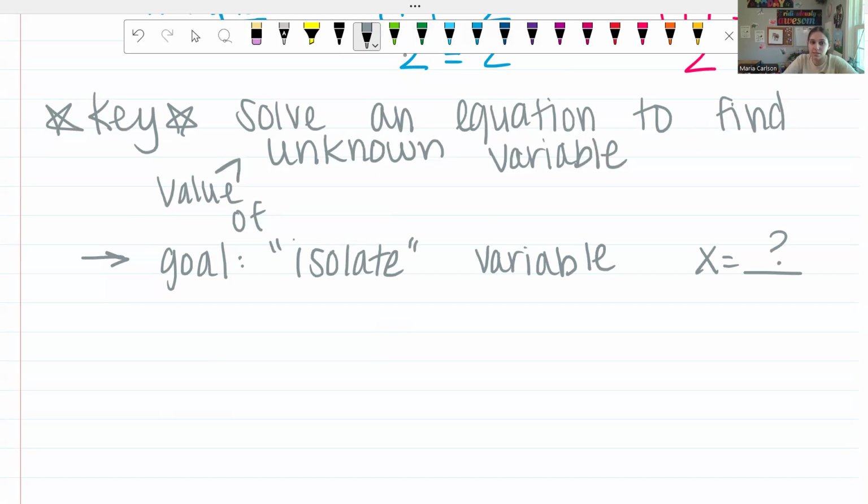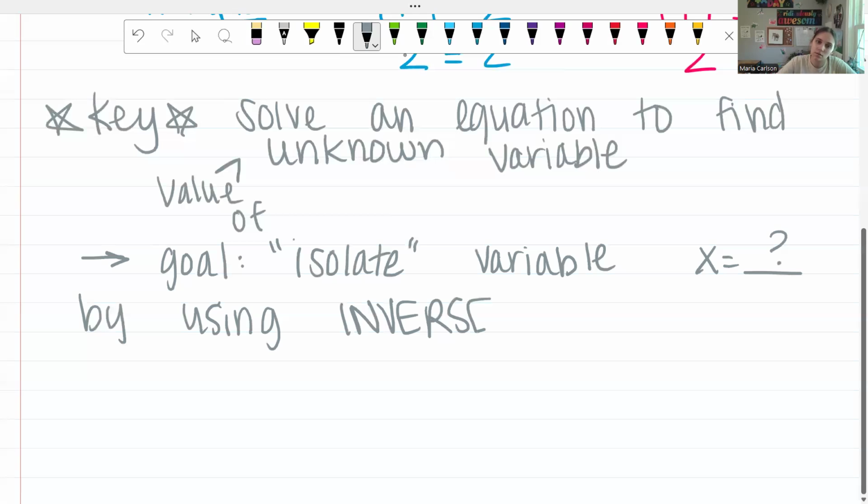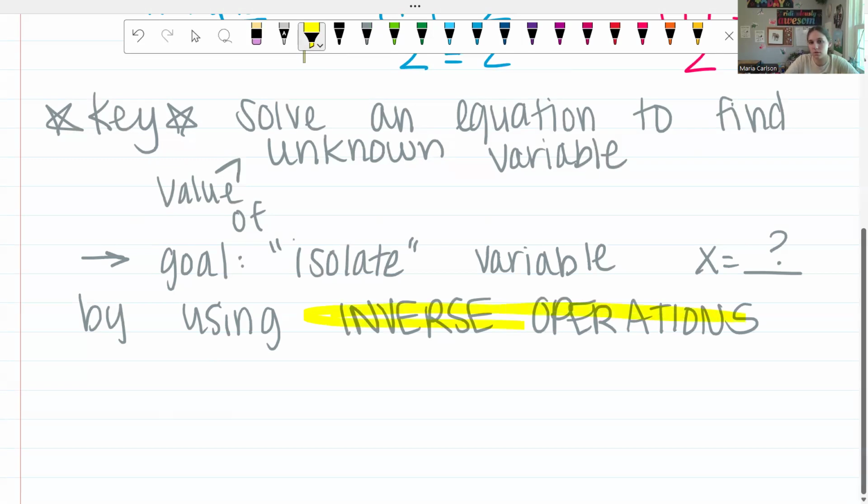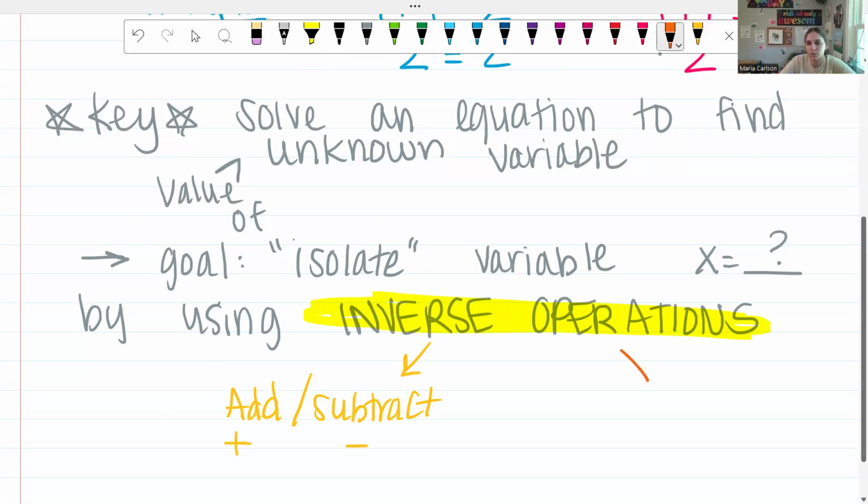And the way that we do this is by using opposite, or what we call inverse, operations. Inverse operations. So what are the inverse operations? Adding and subtracting will undo each other. And multiplication and division. So if you see something being multiplied, you can undo that by dividing.